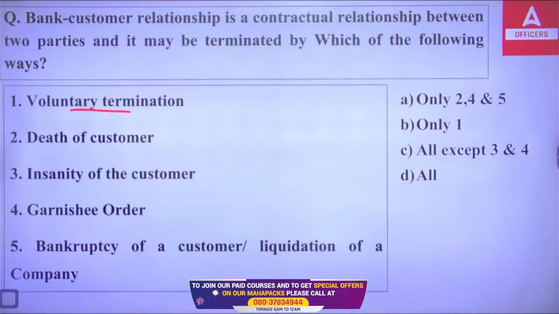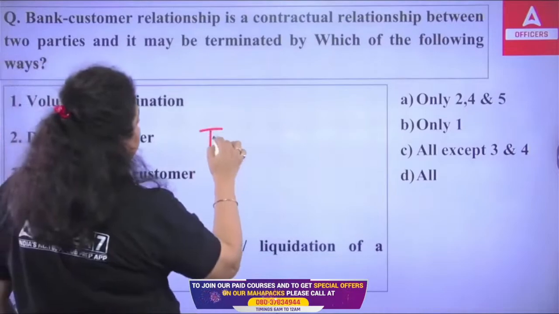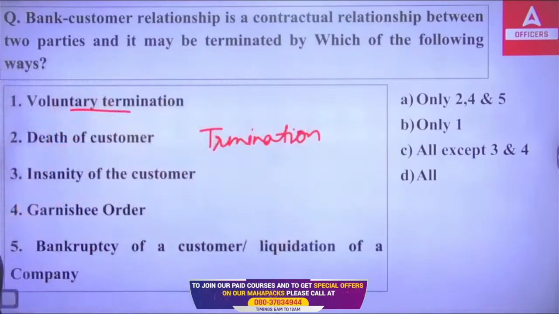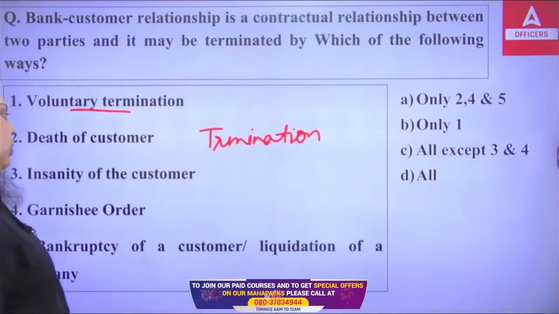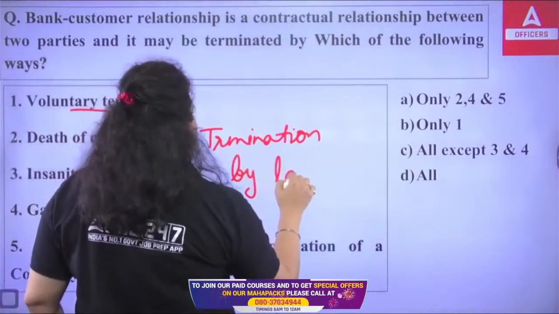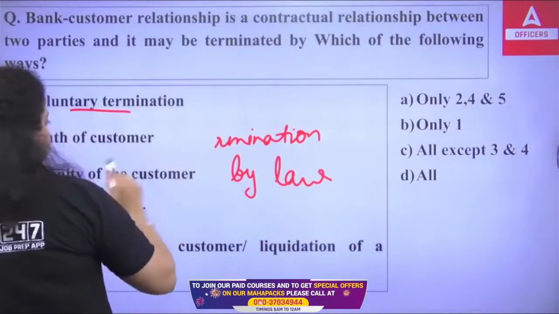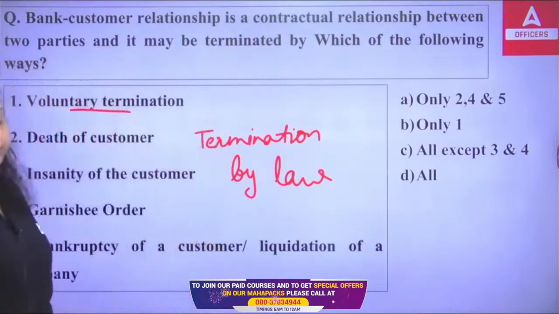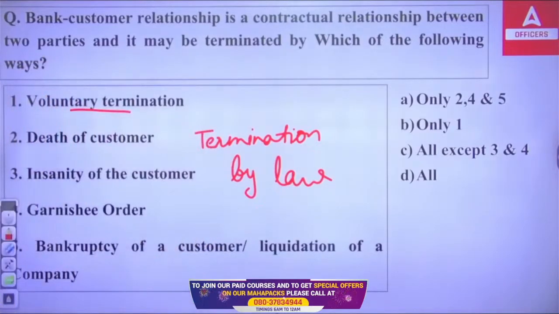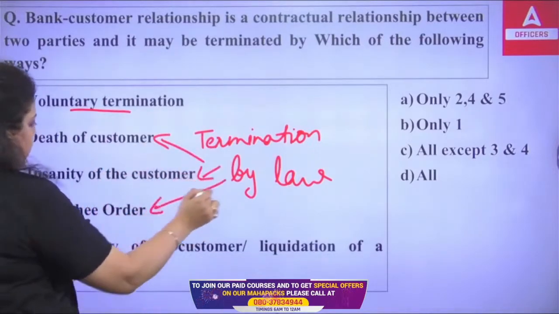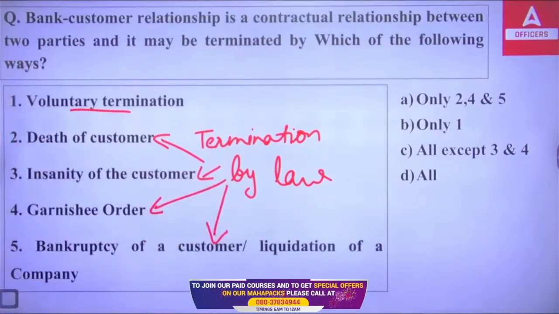Now, apart from that, the second way is termination of this contractual relationship between a banker and customer by law. The termination will be done by law. And termination, if done by law, will be done in case of death of customer, insanity of the customer, garnish order, bankruptcy of a customer, and liquidation of a company. All these will be part of termination by law.